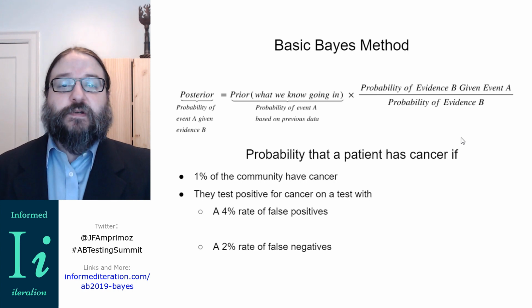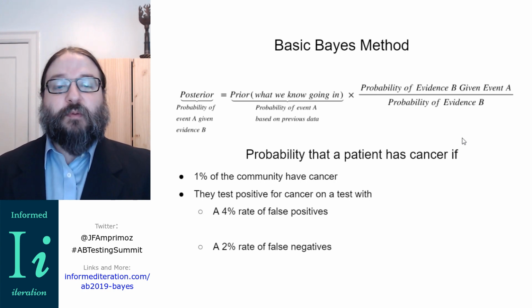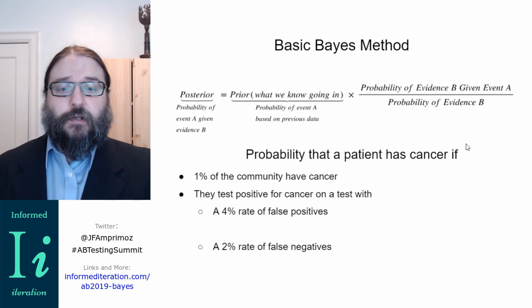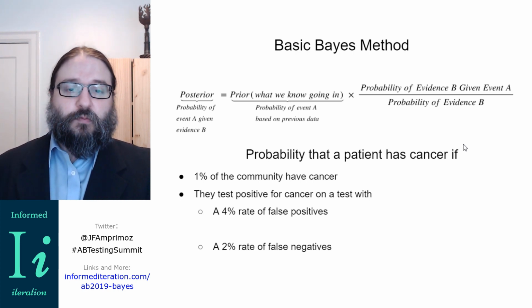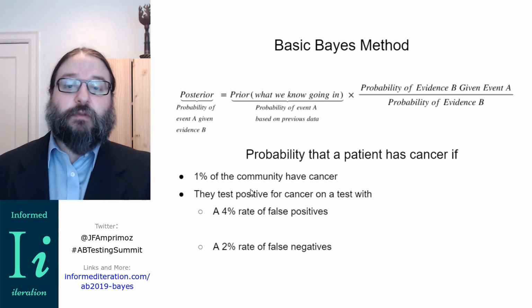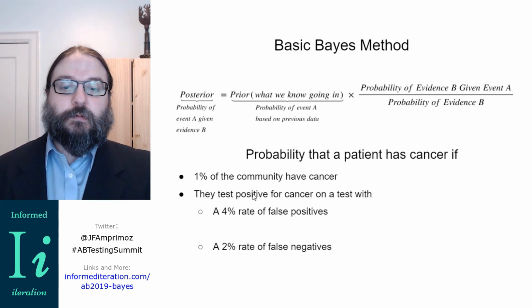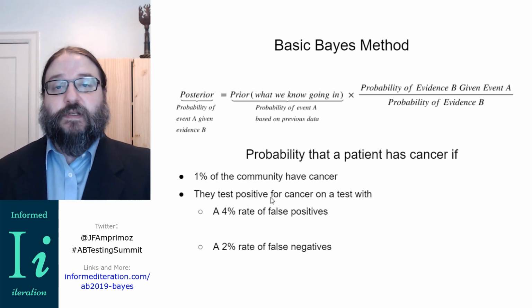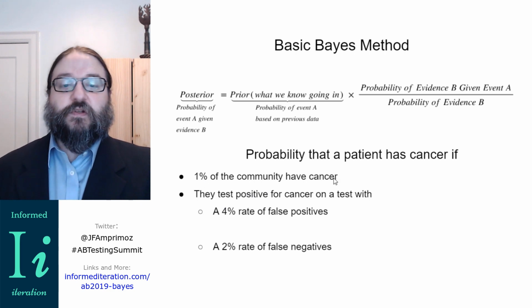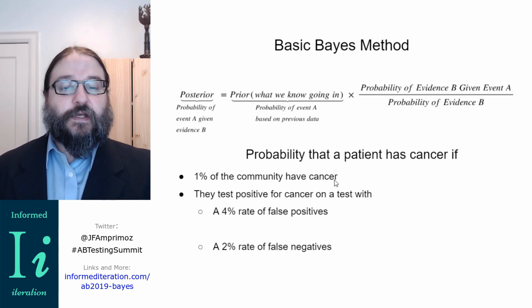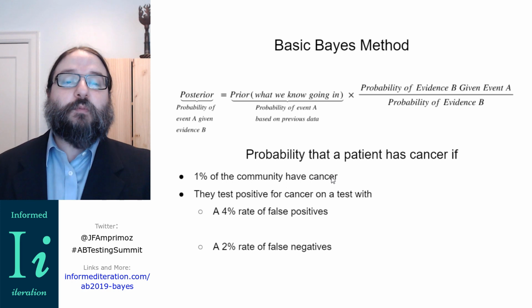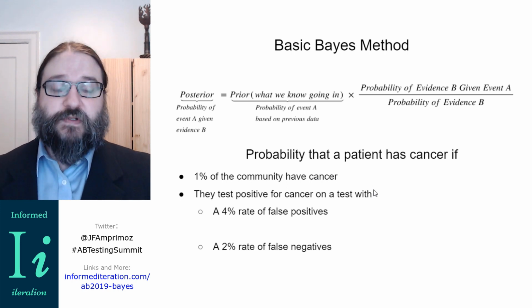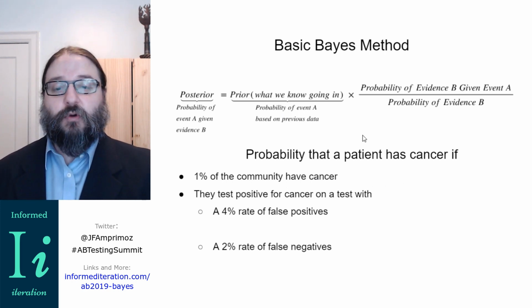So we're going to consider an example where we want the probability that a patient has cancer if 1% of the community has cancer. Now, before we even get into the other stuff where they take a cancer test and test positive, this is going to be our prior. So they haven't taken the test yet. We don't know anything about that, but we know they come from a community with a 1% rate of cancer. So we're going to use that as our prior.